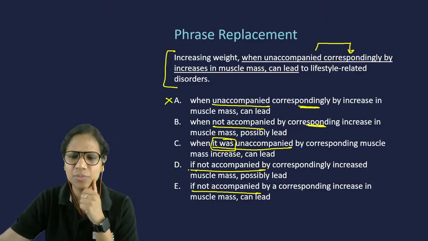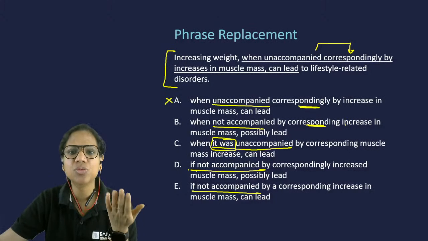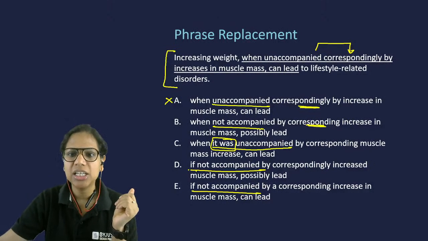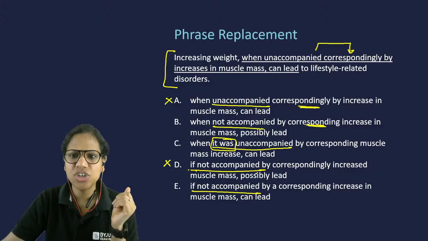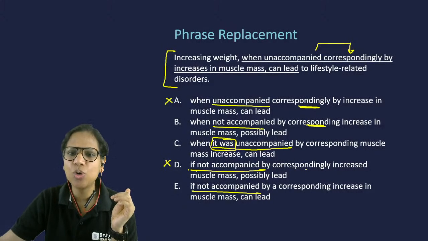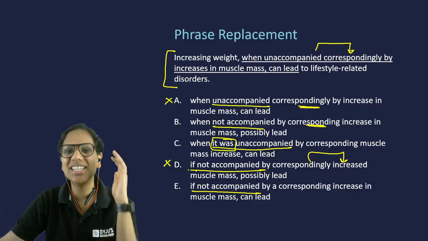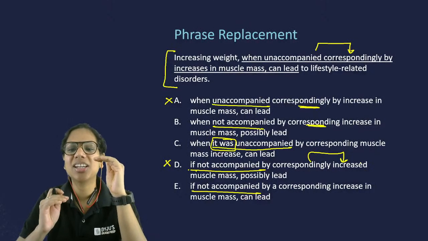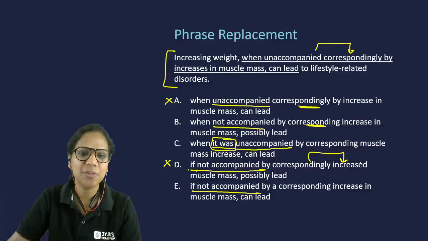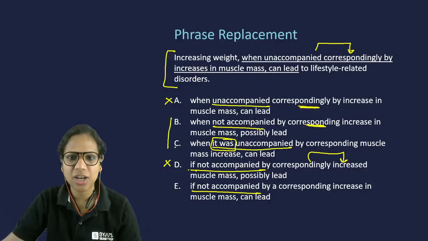So I'll reject A because I have corresponding increase here, which is what I was looking for. Right. Now, I'll also reject D because it says by correspondingly increased muscle mass. No, correspondingly increased muscle mass means increasing weight when unaccompanied by a corresponding increase. So I'll reject D also. Now let's have a look at these.